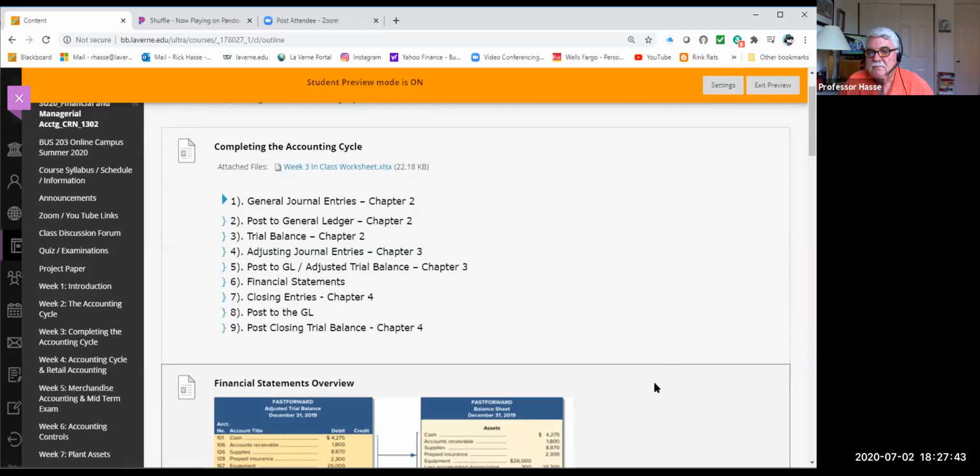The accounting cycle. We're finishing it tonight. Journal entries, ledger, trial balance, adjusting entries, post to the general ledger and/or adjusted trial balance, financial statements: income statement, balance sheet, statement of owner's equity, closing entries, post those closing entries to the GL, and prepare a post-closing trial balance.